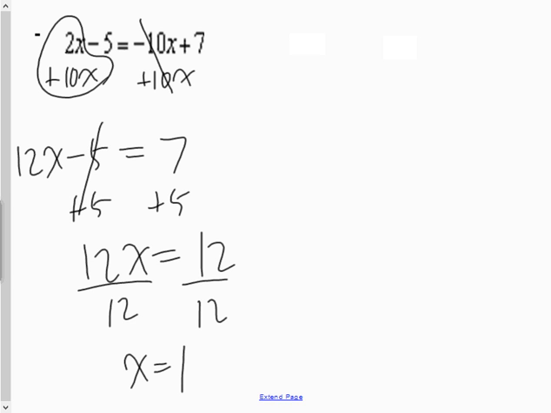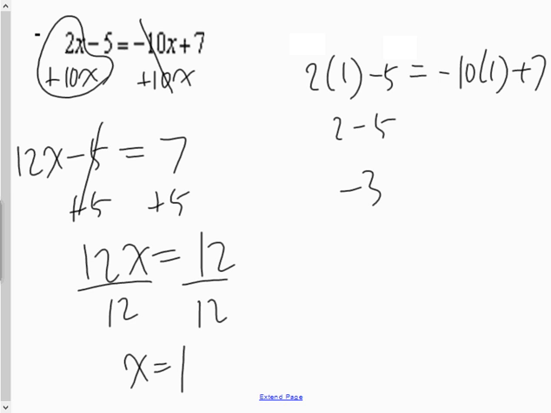And again, if you wanted to make sure that was correct, take your 1 and substitute it into the equation where x was. This is 2 take away 5, which is -3. This is -10 plus 7, which is -3. And when x equals 1, both of those sides are equal. Both of those sides have a value of -3.